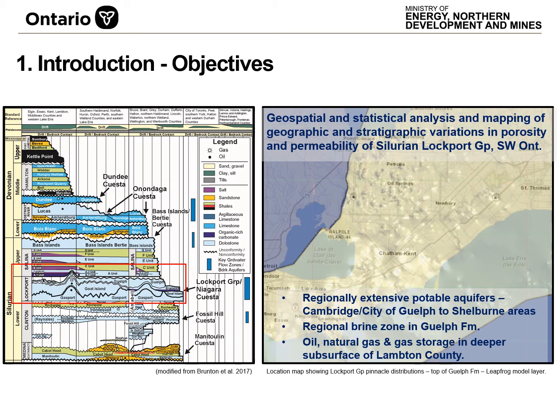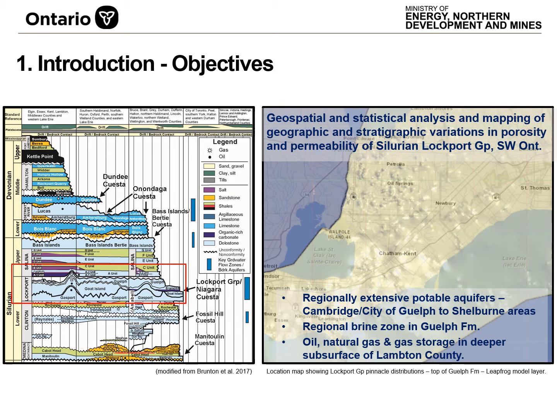The map on right shows the Leapfrog 3D model top surface of the Lockport group and highlights the distribution of pinnacle structures. The lithostratigraphic chart on the left provides a general perspective of the variability of thickness and regional distribution of the Lockport group. The Lockport group comprises 4 formations, which from oldest to youngest include the Gasport, Goat Island, Eramosa, and Guelph formations. The width of blue vertical lines to right of Cuesta Scarps show Lockport Group is most significant potable bedrock resources in southwestern Ontario.